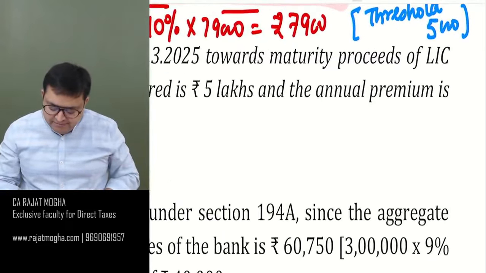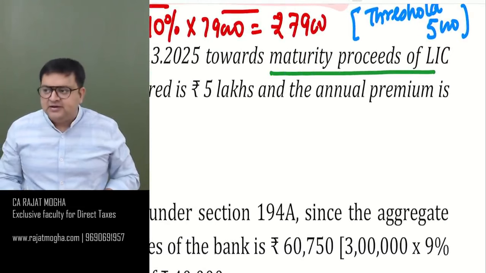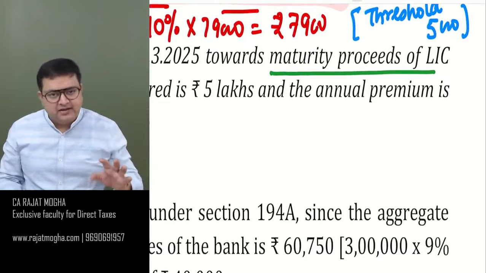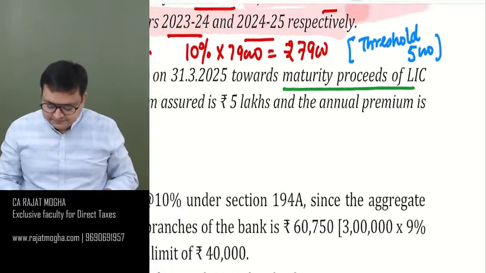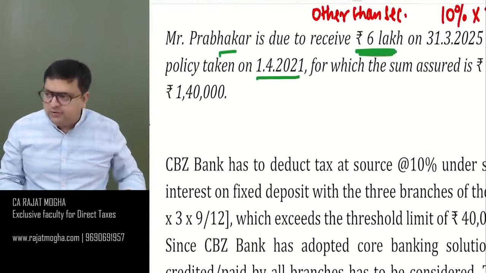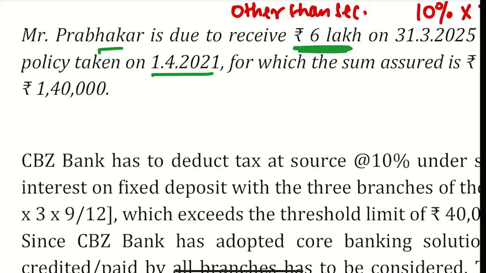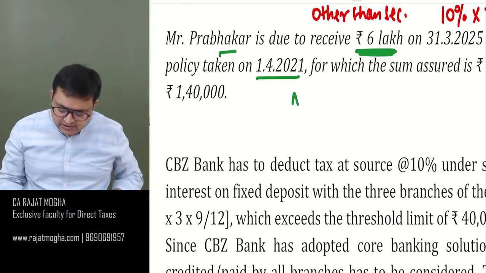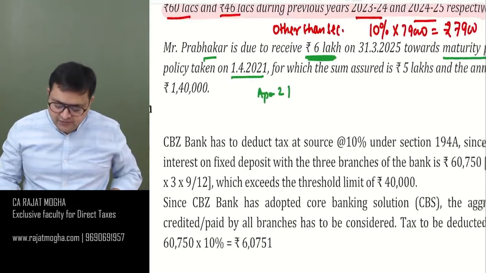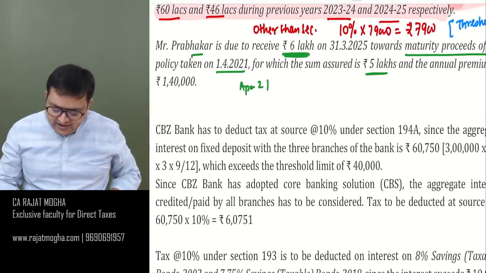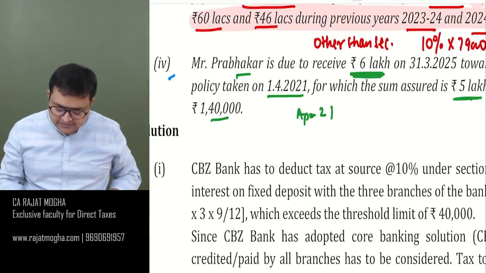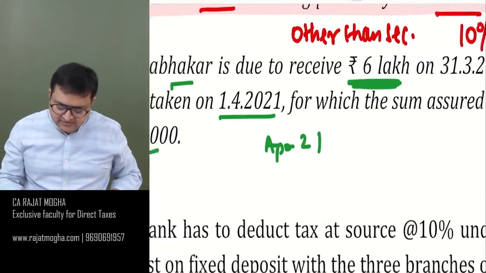Towards maturity proceeds of LIC, he is receiving 6 lakh rupees. Correct? More than 1 lakh. The policy was taken on 1/4/2021, so he has taken a policy in April 21, for which the sum assured is 5 lakh and the annual premium is 140.